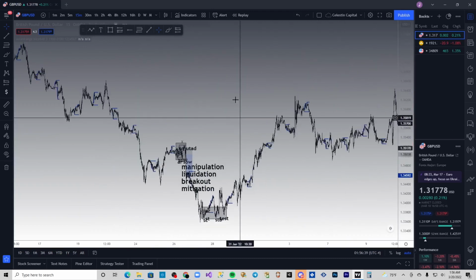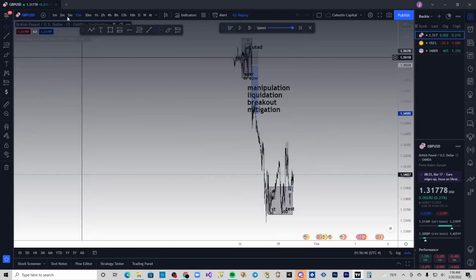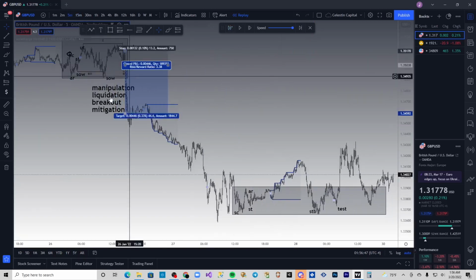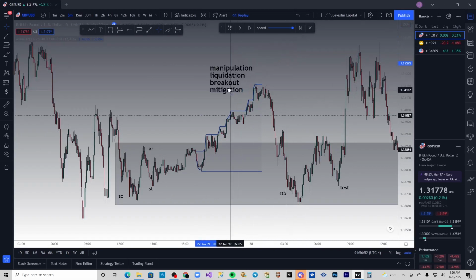Same case the other way, guys. Exactly the same case. So we're down over here. Drop down to the 5-minute. Again, we're going to keep these principles in mind as we're looking at price.